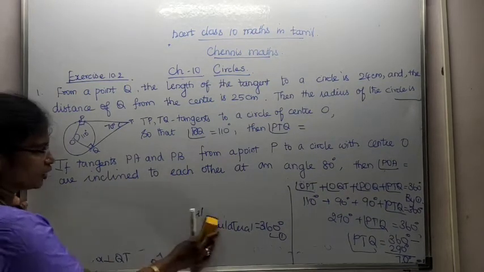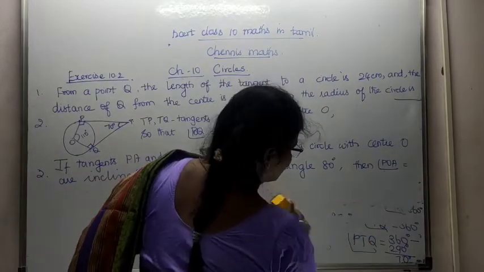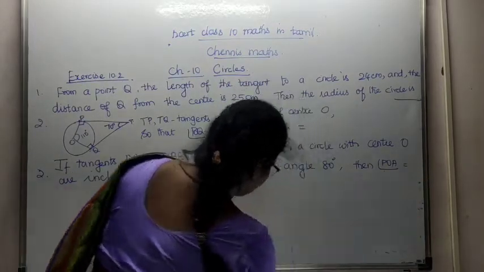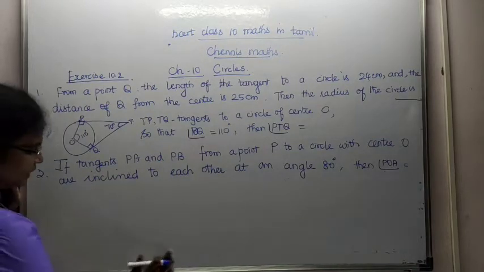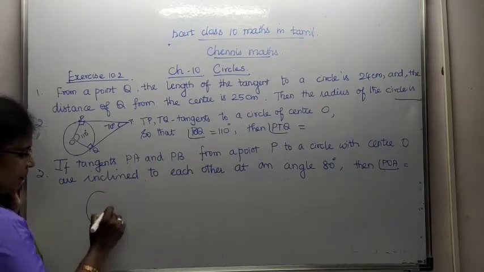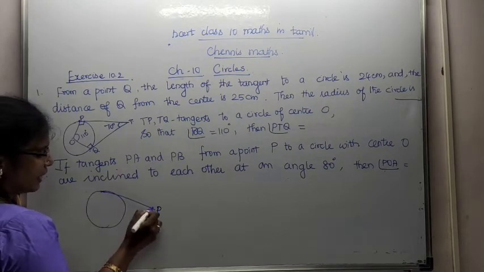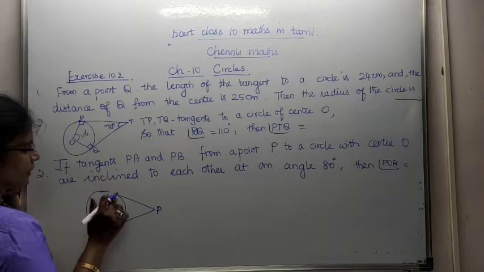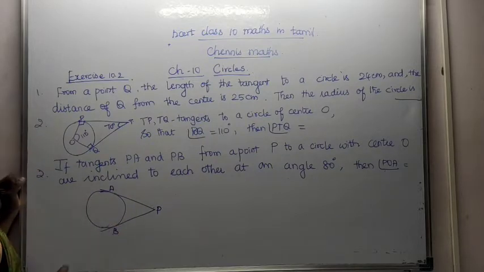Next one is the final one. If the tangents PA and PB from a point P to a circle with center O. See here, the tangents PA and PB. The point is the external point P. PA and PB are the tangents from a point P to a circle with center O, inclined to each other at an angle of 80 degrees.